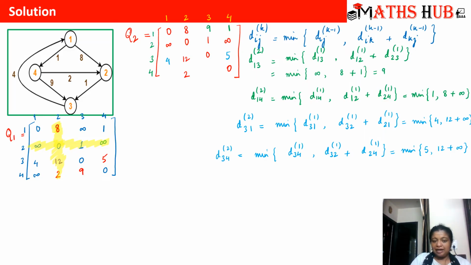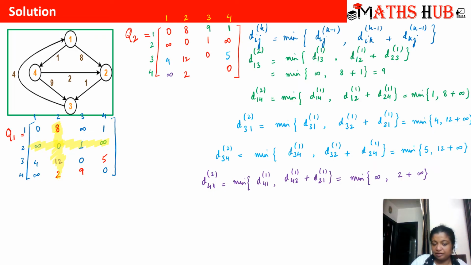And now we need to calculate D41 and D43. So let's calculate D41 in the new cell. So this is minimum of D41 in the previous one, D42 in the previous one plus D21 in the previous one, right? So this is minimum of, what is D41? D41 is infinity. What is D42? It is 2. And what is D21? It is infinity. So you will find that you will get infinity over here, right?